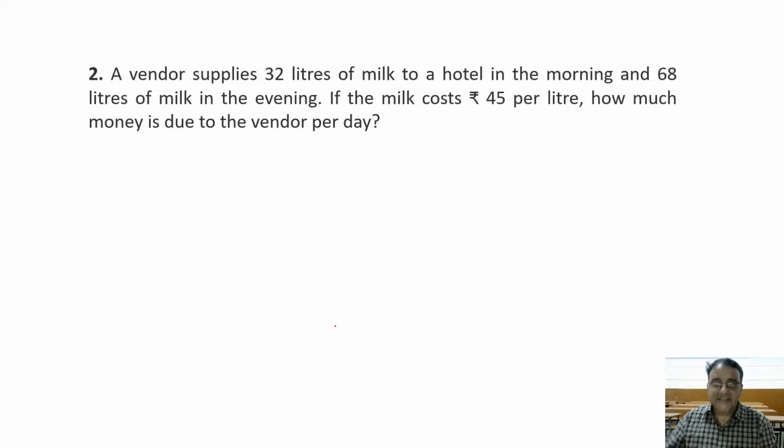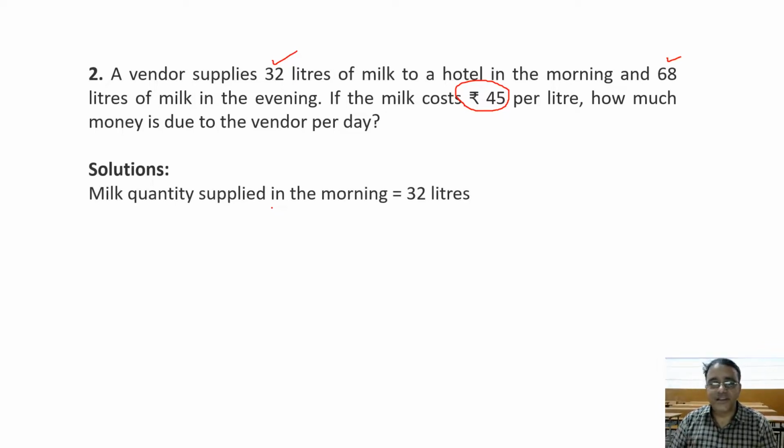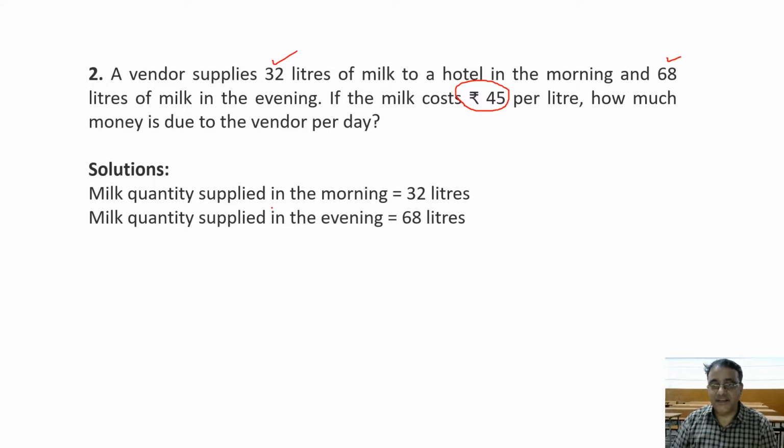A vendor supplies 32 liters of milk to a hotel in the morning and 68 liters of milk in evening. So 32 liter morning, 68 liter evening, and the cost of milk per liter is 45. So how much money is due to vendor per day? So first we will write morning quantity, the milk quantity in the morning is 32, and milk quantity in the evening is 68, and the total is 32 plus 68, and the rate is given 45.